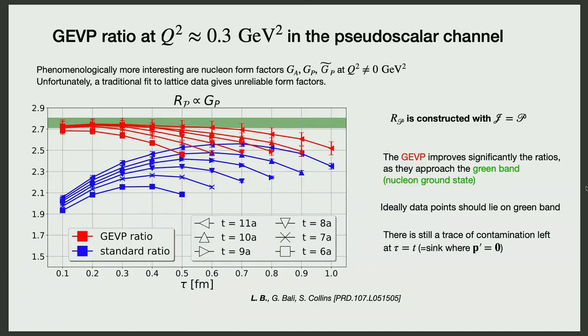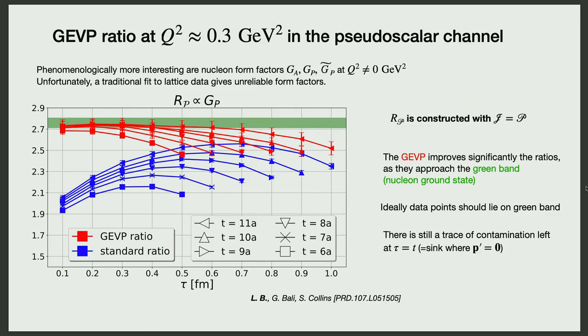Phenomenologically more interesting, of course, are nucleon form factors at non-zero momentum transfer, as I said. And in particular, what we see is that the GEVP, even in this case of non-zero momentum transfer, works very well, because now the data, the blue data points, which are computed from the standard ratio using unimproved operators, are shifted close to this green band, which we suppose to be the nucleon ground state, and in particular at the source.